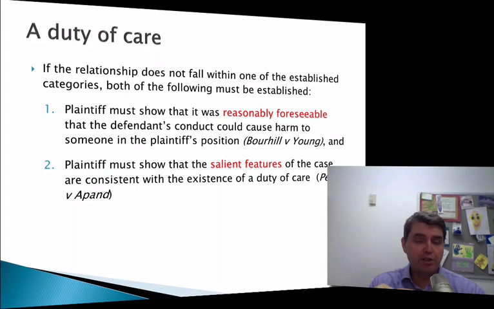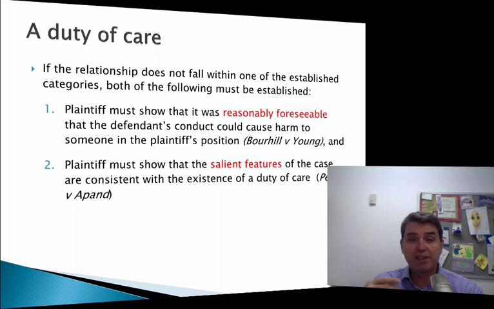Having established that a duty of care is owed in a number of circumstances, these so-called established categories, where the courts have considered a specific kind of related relationship, such as motorist road users, we're still left with the situation where the law may face a new kind of relationship, and it has to judge whether the defendant in that kind of relationship would owe a duty of care.